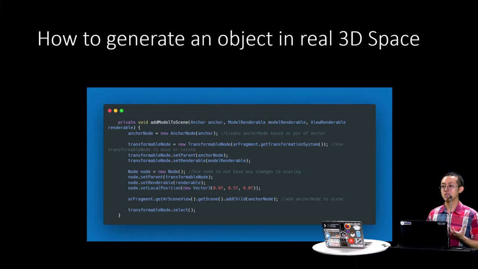Okay, lastly, before we end off, we have to actually make the object appear, right? So you have to add this anchor node to the scene. This is actually very essential. If you don't add the anchor node to the scene itself, your object does not appear. So yes, this is an essential part of the code itself.